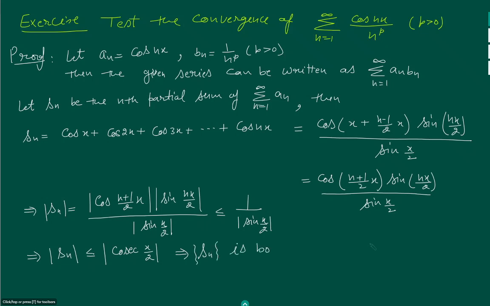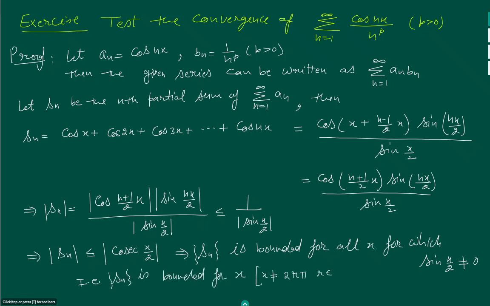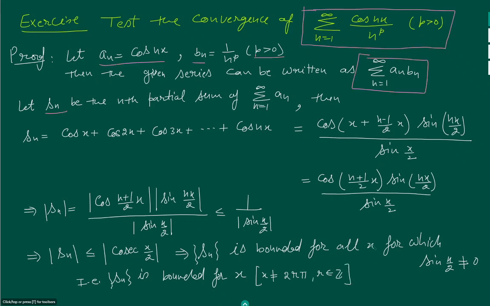So Sn is a bounded sequence for all those values of x for which sine x by 2 is non-zero. So the sequence Sn is bounded by cosecant of x by 2 for all those values of x for which sine of x by 2 is not 0, and sine x by 2 is not 0 means x is not an integral multiple of 2 pi. So the sequence Sn is bounded for all those values of x for which x is not an integral multiple of 2 pi, because if x is an integral multiple of 2 pi, then sine x by 2 would be 0.